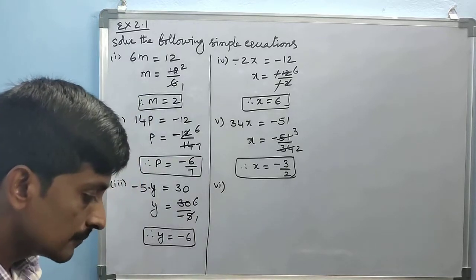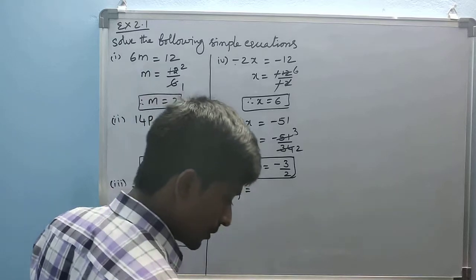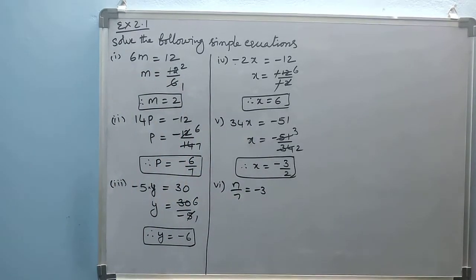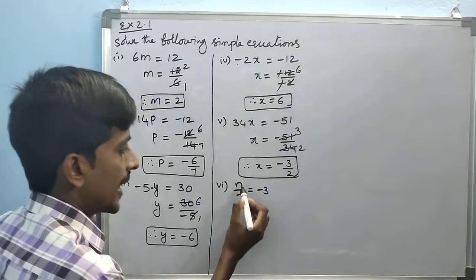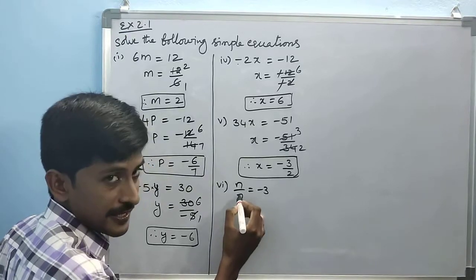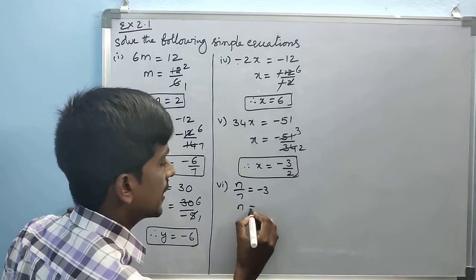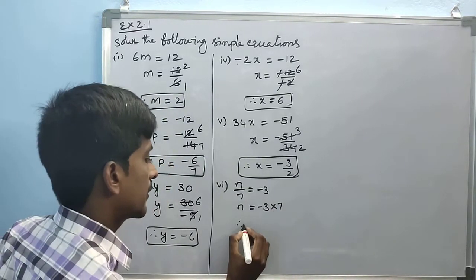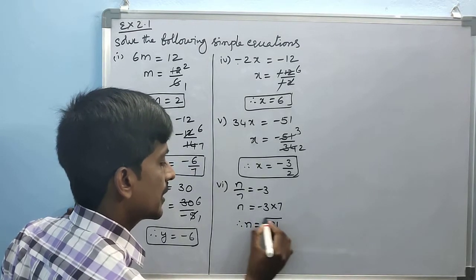Sixth one. n by 7 equals minus 3. Here 7 is division. Transferred to that side it becomes multiplication. So n equals minus 3 into 7. Therefore n equals minus 3 7s are 21, so minus 21.